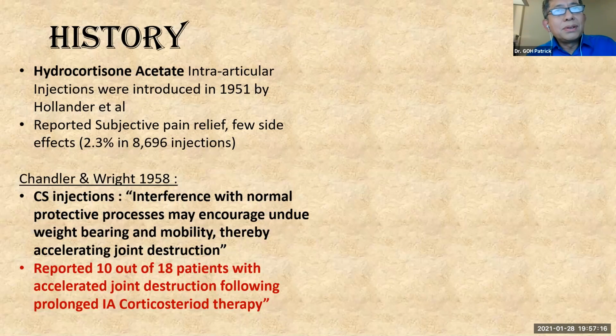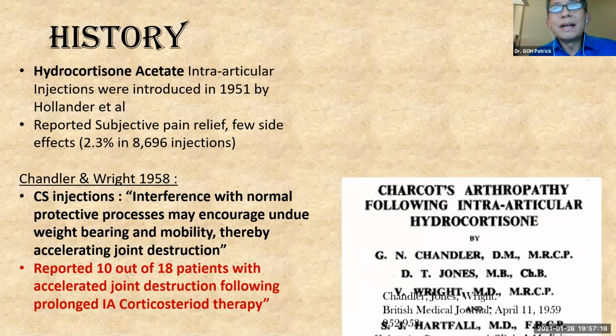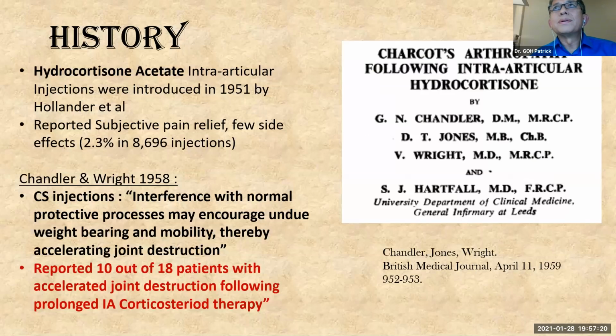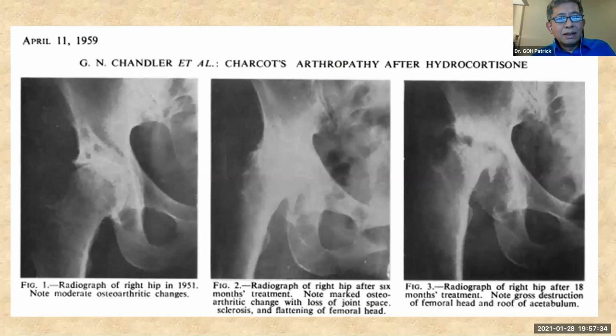And I don't know about you, but when I was a medical student, I remember actually being told that too many corticosteroid shots would result in Charcot's joints, Charcot's arthropathy. And this was also reported by Chandler and Wright and Jones in 1959. Now, I remember seeing this actually in a medical textbook many, many years ago as well.